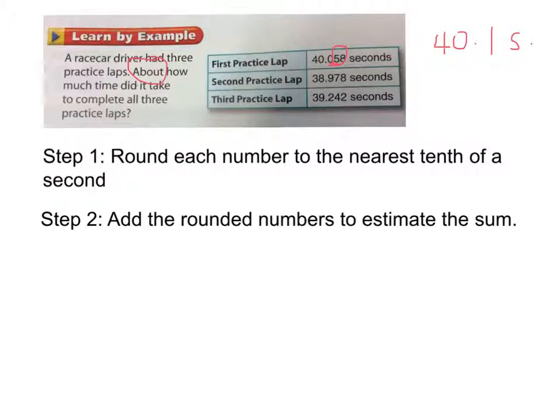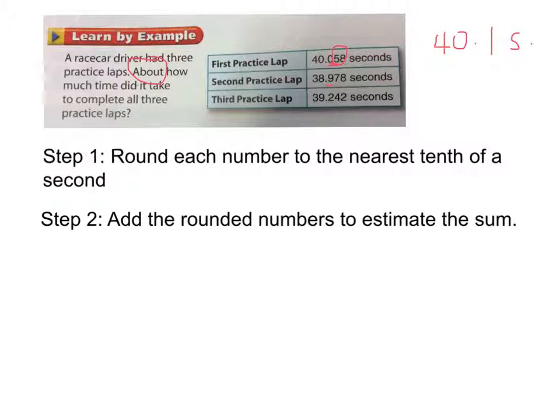How long did the second lap take? 38.9 seconds. How do I say that in word form? We're reviewing our place values here. Go ahead. 38 and 978 thousandths. Good, and I want to round to the tenth. So 38 and 978 thousandths. How do I round to the tenth? There's my tenths place. Which place do I need to look at to round to the tenth?